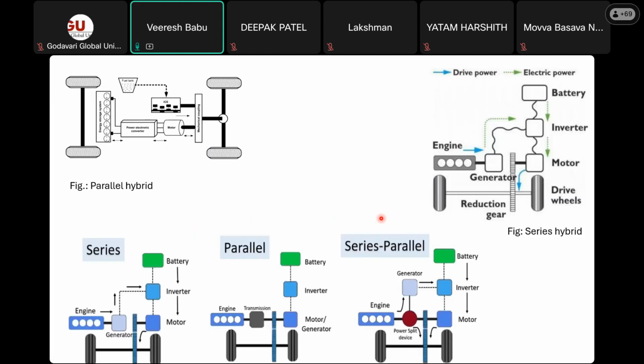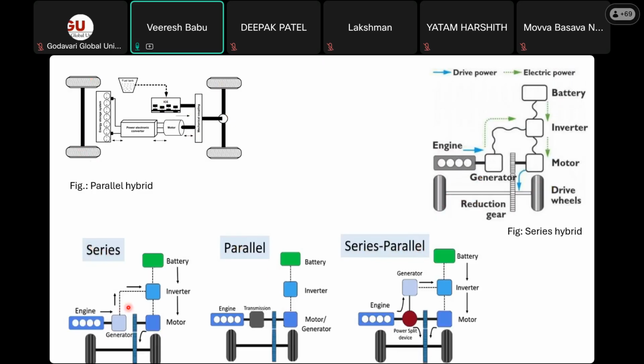Now, if you see, the vehicle looks like this, either a four wheel or two wheel. This is front wheel drive. This is a rear wheel drive, whatever the drive you are going to have. The hybrid vehicles can be classified into series hybrid vehicle, parallel hybrid vehicle, and series parallel hybrid vehicle, based on how it is connected to the vehicle.